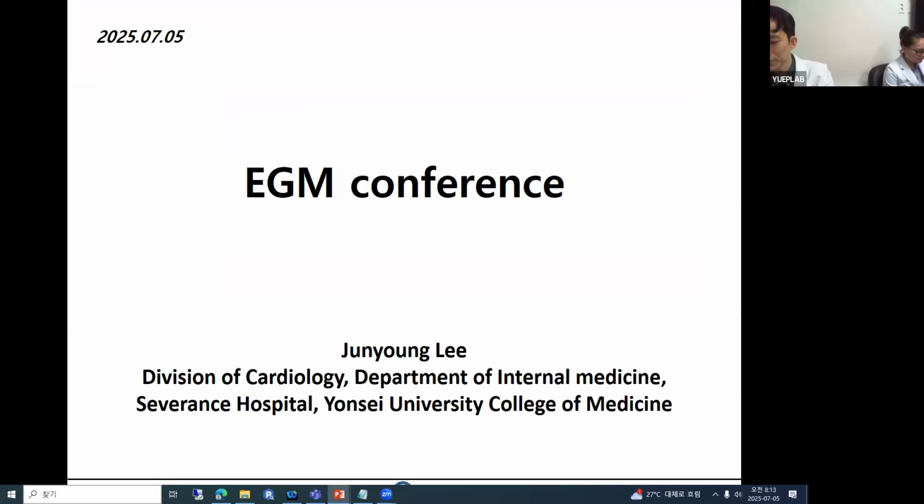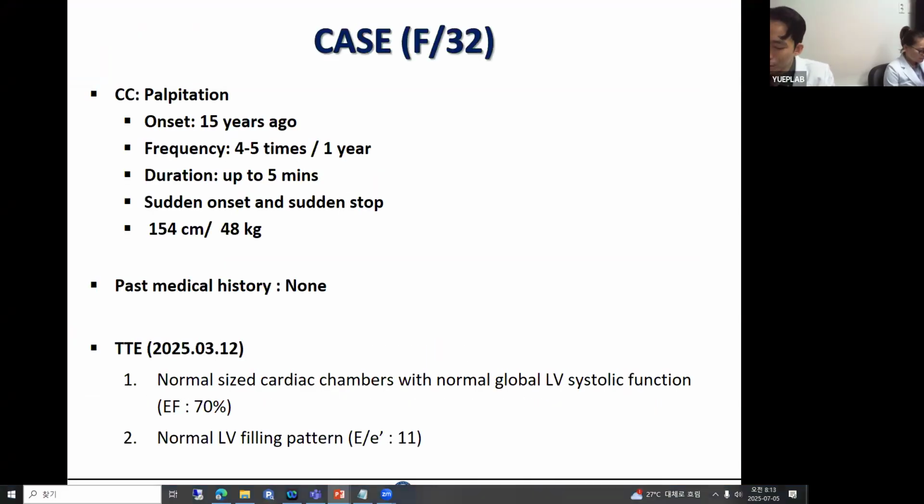And we from the transport system, our start. The patient is a 2-year female, so this patient started when she was female. She said it happens 5 times a year, and the longest duration was 5 minutes.